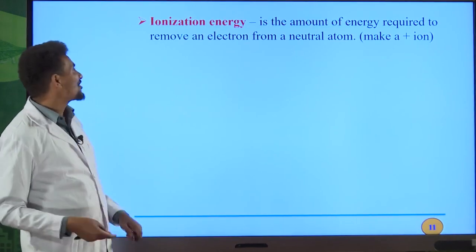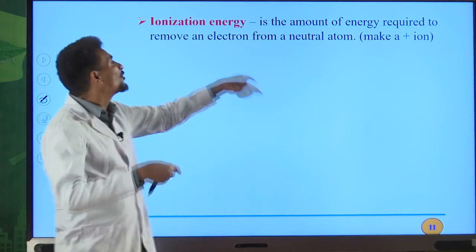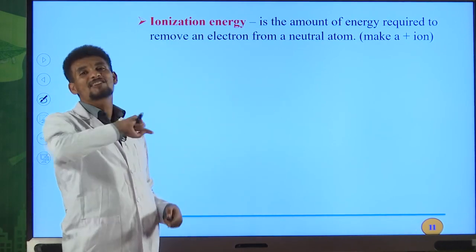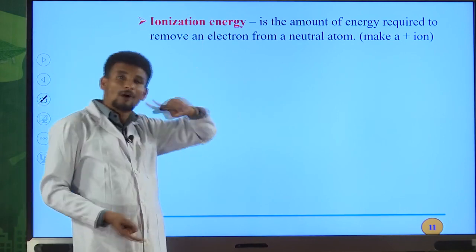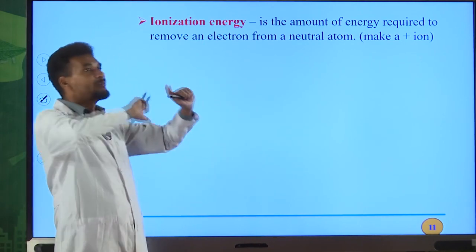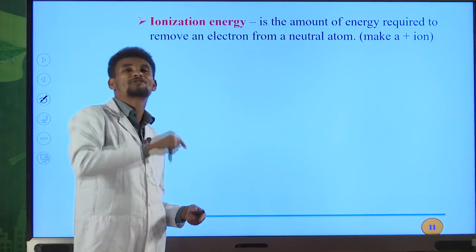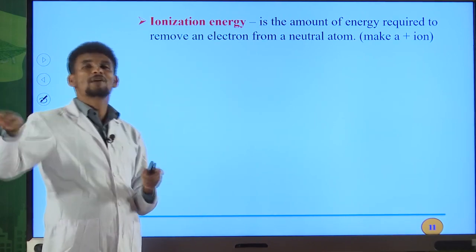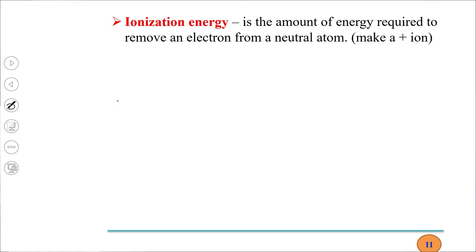The second one is ionization energy. What is ionization energy? This is the amount of energy required to remove an electron from a gaseous atom. Therefore, it is an amount of energy required to remove electrons from the outermost shell. Then ions will be formed. We can represent it as, for example, if we have M in the gaseous state, adding energy, what will happen? M plus in the gaseous form, and then one electron is removed. Energy is added to remove this electron. So this is simply known as ionization energy.